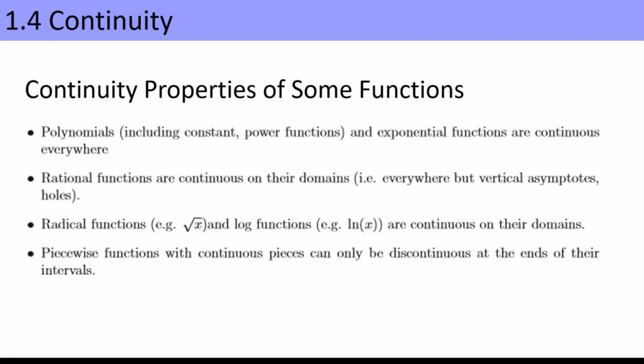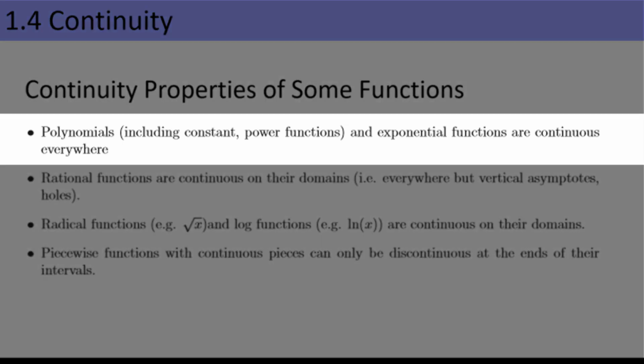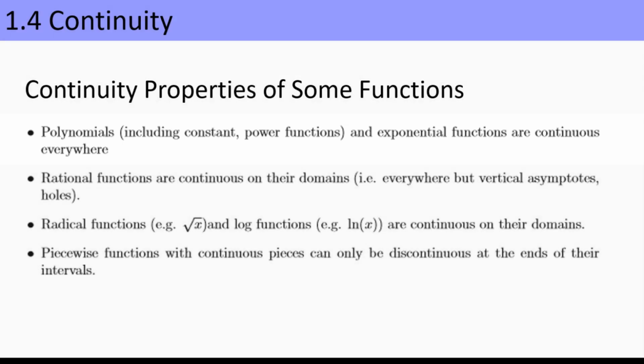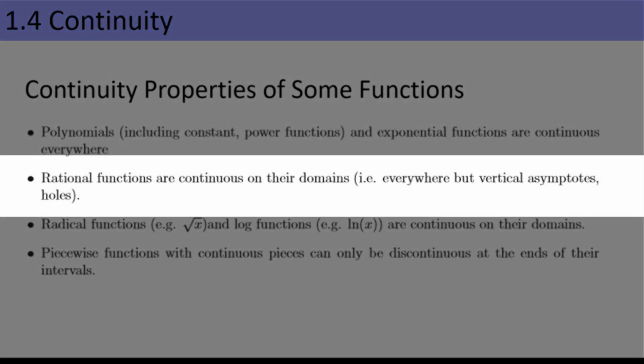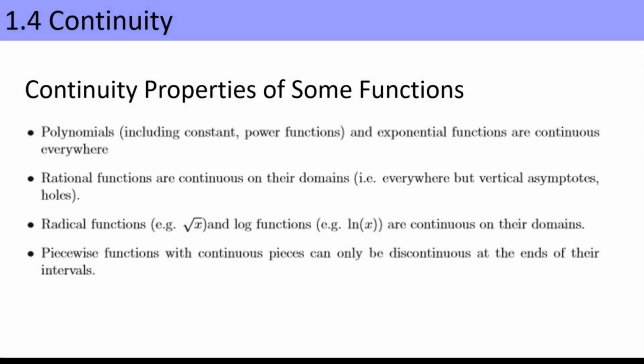We have some continuity properties for specific functions that makes it a little bit more straightforward to determine. 1. Polynomials, including constant and power functions, and exponential functions are continuous everywhere. 2. Rational functions are continuous on their domains. That means everywhere except where vertical asymptotes or holes exist. 3.